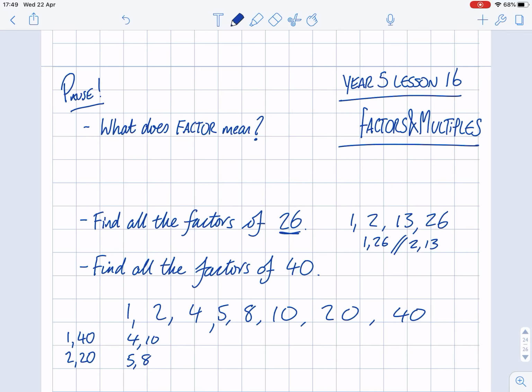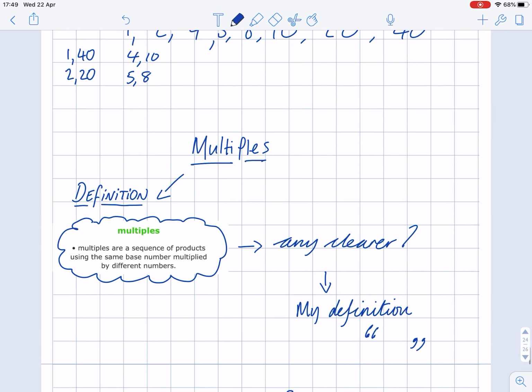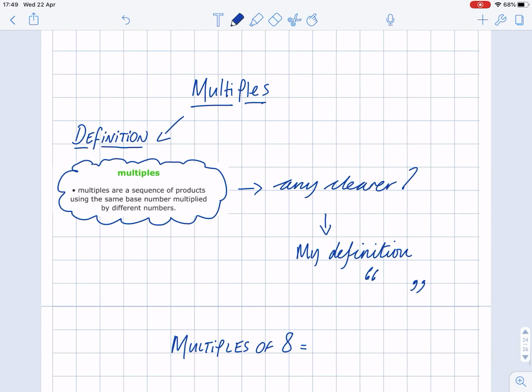Okay, now let's come back to multiples. Whenever we talk about factors, we'll talk about multiples as well. It's just the way it is in maths, okay? Now again, I googled the definition for multiples. Multiples are a sequence of products using the same base number multiplied by different numbers. Now to me, that doesn't make it clear, so I've put here a clearer one. My definition is multiples are the numbers that you land on when you count up in a certain number.